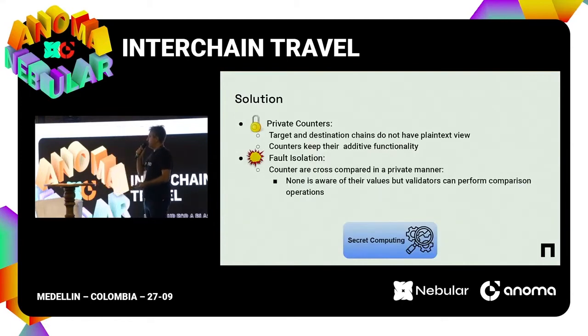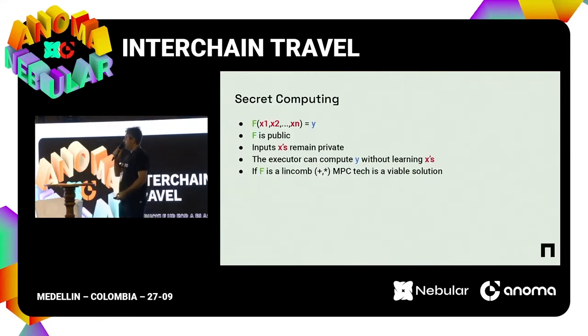So that is part of our solution. As I said, we use some private counters for our protocol, and we achieve this fault isolation with some secret computing modules, which I'm going to show you right now. So in secret computing, very generic architecture, you have a function f that you want to compute. There are some private inputs, x1 to xn, and you have some either private or public output. So f is public, inputs remain private, and the executor, using some secret computing technology, can learn y without actually touching at all the x's.